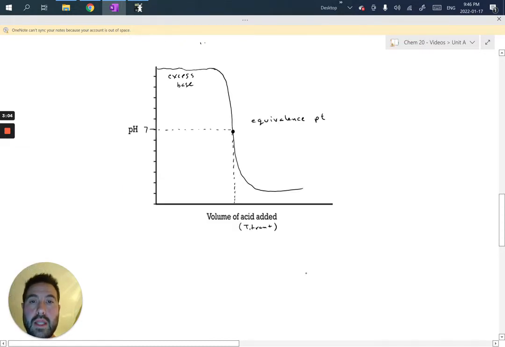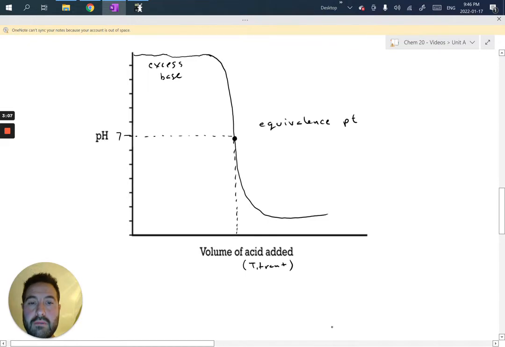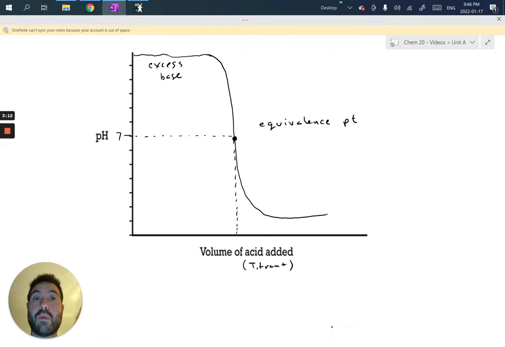Anytime you have a strong acid and a strong base, as long as they're monoprotic acids and monoprotic bases, your equivalence point is going to be right at neutral, at pH 7. When I have an equivalent amount of acid and base, they both entirely react, and I get a neutral solution. That equivalence point is the point where we want to end our titration. The endpoint of our titration has a connection to the equivalence point, but they are different things.